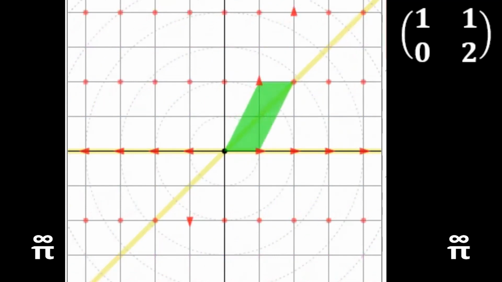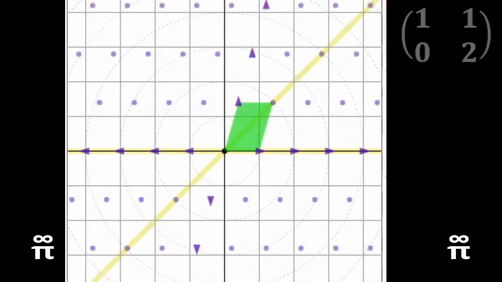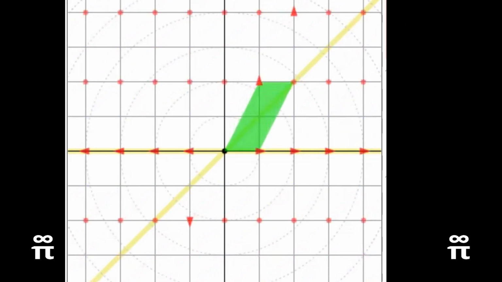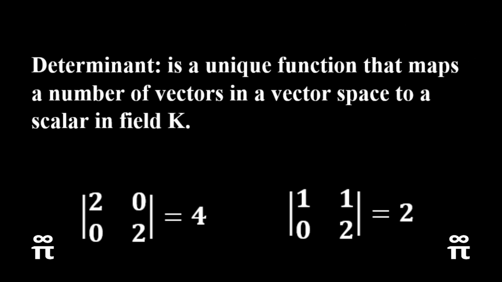Therefore, it makes sense now to associate to every linear transformation a unique scalar value that represents the ratio of areas. Accordingly, we define the determinant to be the function that takes a matrix as input and produces a scalar value as output.